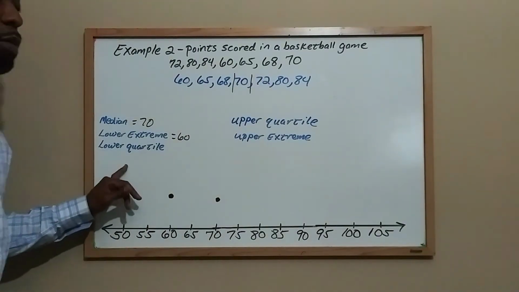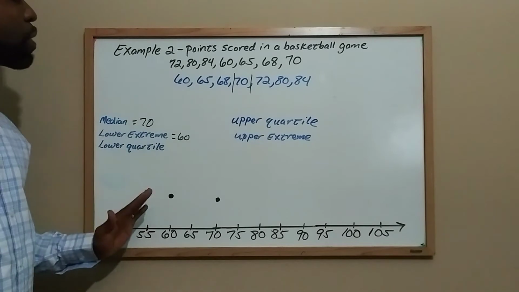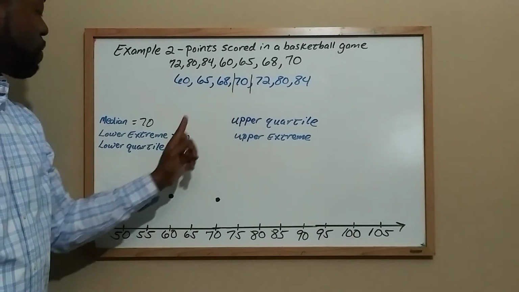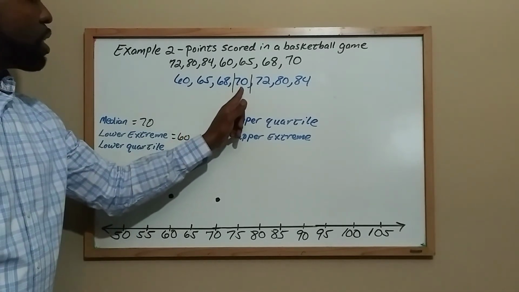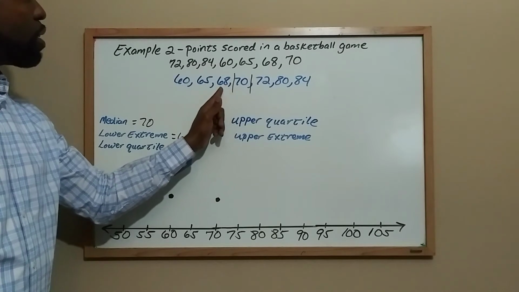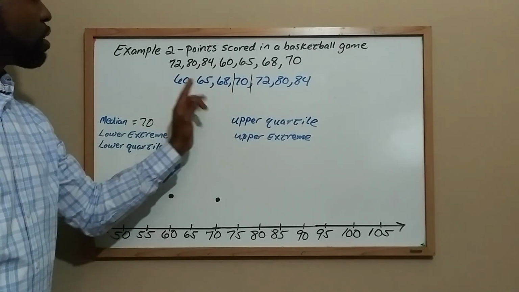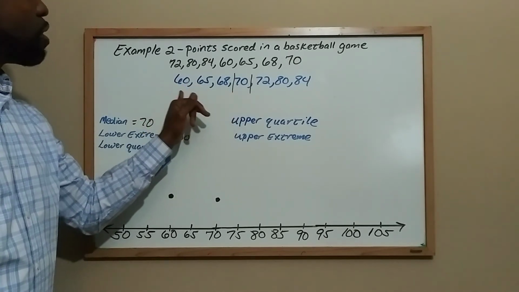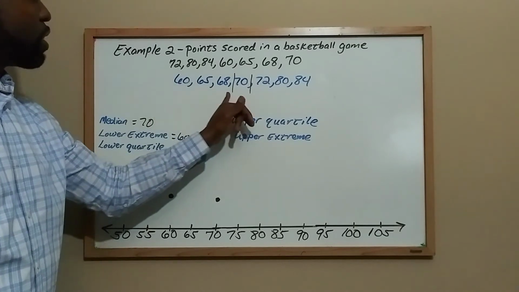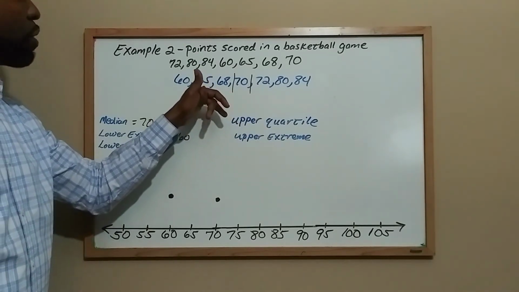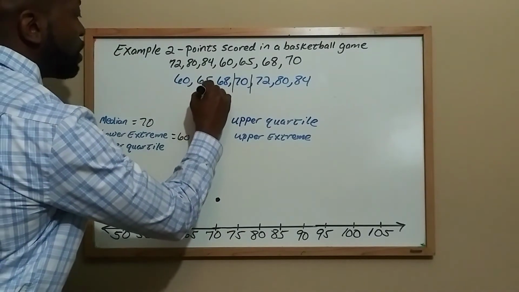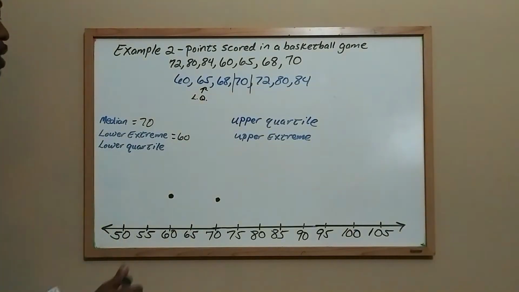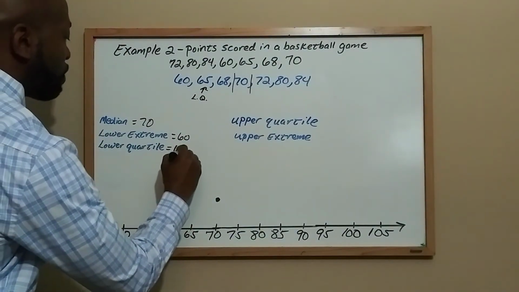The lower quartile, that's my median for the lower half of the data. So I locate the median for the entire data set, which is 70. So now the lower half of the data would be all the numbers to the left of the 70. So the lower half of the data are the 60, the 65, and the 68. So now I need the middle number, the median for the lower half for these 3 numbers. And we can easily see that the middle number is 65. So that represents my lower quartile. So the lower quartile is 65.